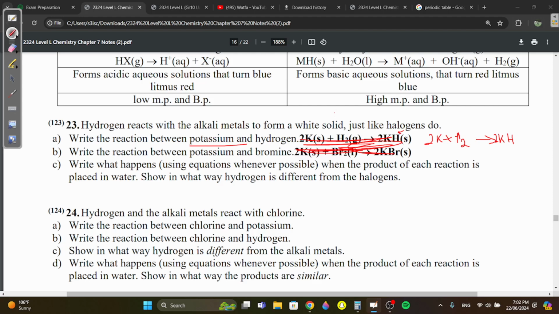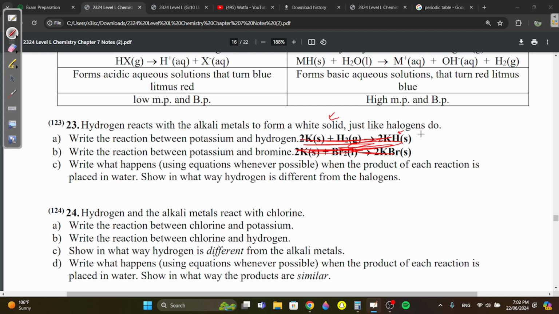And from the question, it forms a white solid. Potassium is solid, and hydrogen is always a gas. It's an alkali metal, so for sure the potassium is a solid. Okay, write the reaction between potassium and bromine.